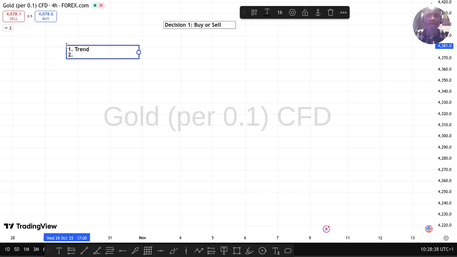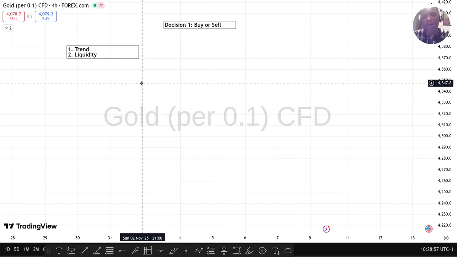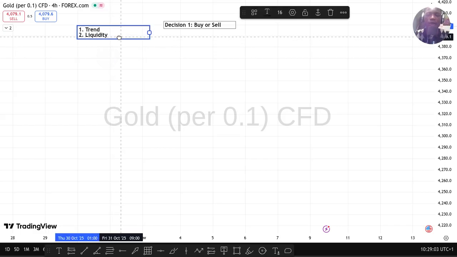The second thing that we need in order to be able to tell the direction of a market is the concept of liquidity. Liquidity is another important concept that we need in order to be able to tell where our market is heading. So we start off right away.